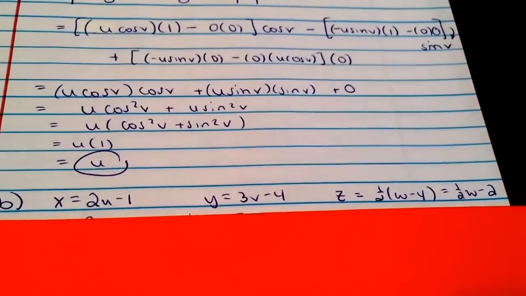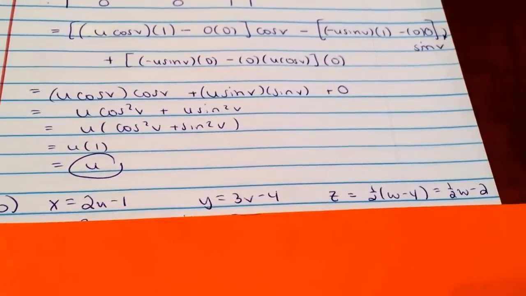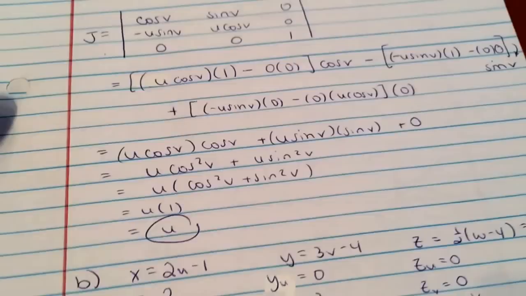Okay, part B. Try part B by yourself. So pause the video, try part B. All right, hopefully you've already paused it. Let me tell you what the answer is, and I'll show you my work. The answer is 3. So see if you got 3. If not, here's the work.